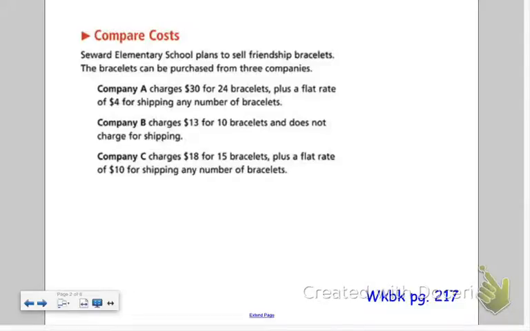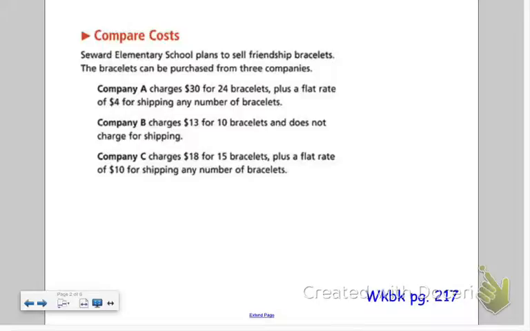Seward Elementary School plans to sell friendship bracelets. The bracelets can be purchased from 3 companies. So they could go with Company A, which charges $30 for 24 bracelets, plus a flat rate of $4 for shipping any number of bracelets.